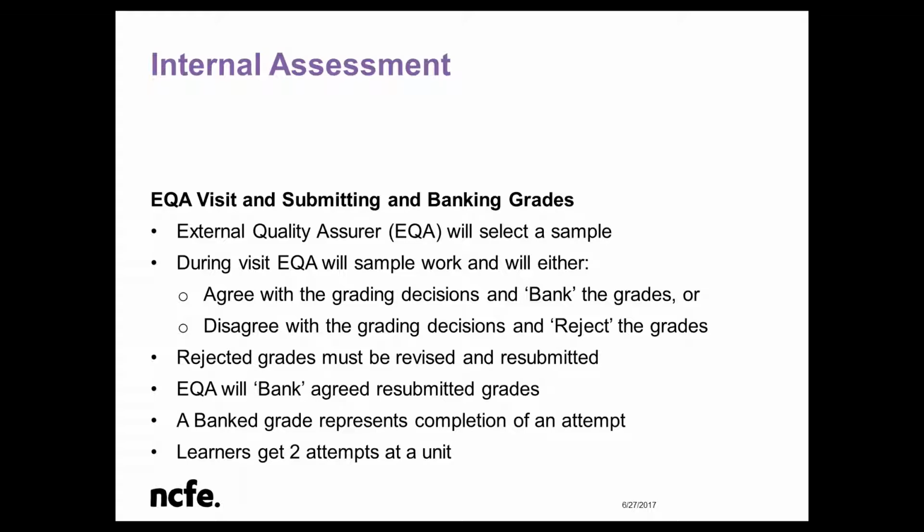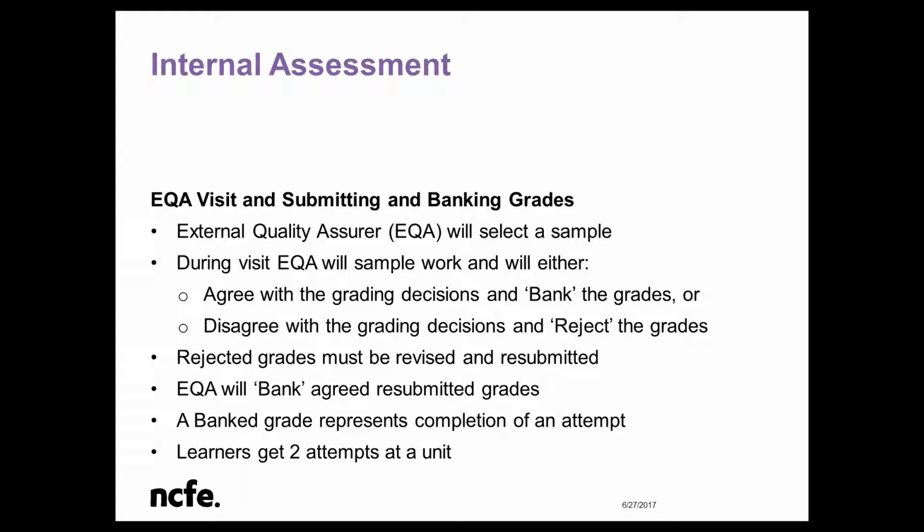Prior to the visit, the external quality assurer will select a sample of portfolios to determine if you've applied the grading descriptors correctly and if the grades are consistent with the national standards. During the visit, if your external quality assurer is satisfied with the grading decisions, they will bank the grades, and this finalises them. However, if any discrepancies are found in the grading decisions, they may choose to reject individual grades or potentially the entire submission. The external quality assurer will discuss the reasons for any rejections and will ensure that the assessor and internal quality assurer fully understand and agree with what the grade should be.